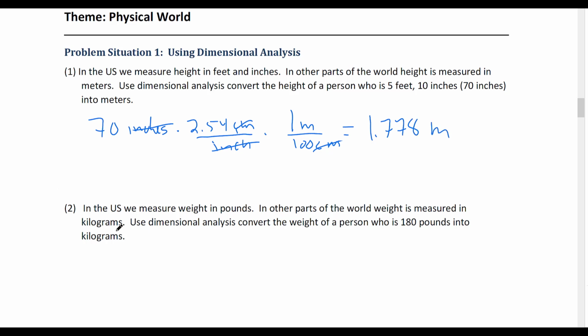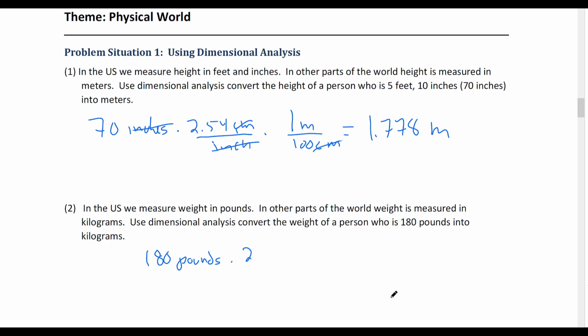Okay. In the U.S., we measure weight in pounds. In other parts of the world, weight is measured in kilograms. Use dimensional analysis to convert weight of a person who's 180 pounds into kilograms. So 180 pounds. I think we saw it earlier.